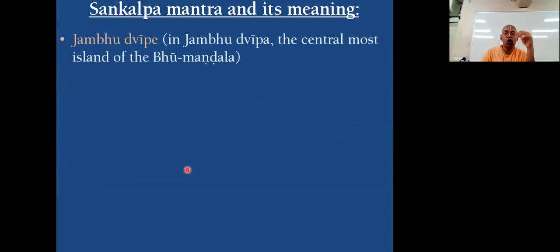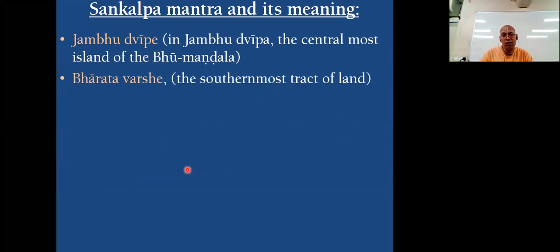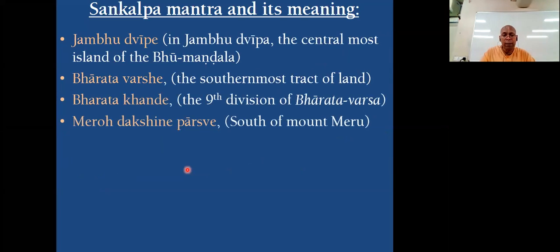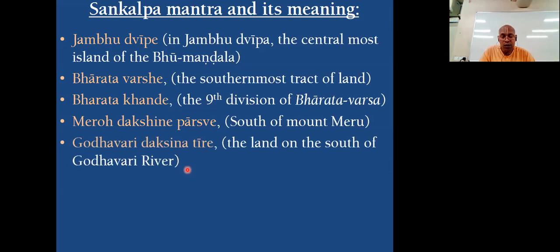And then the location where this samskara is being performed. Jambu Dvipe. In the entire 14 planetary systems, we are living in Bhuloka, the Bhumandala. Within the Bhumandala, we are living in Jambudvipa, the centralmost island of the Bhumandala. And where in Jambudvipa? Bharatavarshe, the southernmost tract of land. And in Bharatavarsha, where? Bharatakhande, the 9th division of Bharatavarsha. And in Bharatakhanda, where? Meroh Dakshina Parshve. This Bharatakhanda is located on the southern side of Mount Meru. And within Bharatakhanda, Godavari Dakshina Tire, the land on the south of the Godavari river.